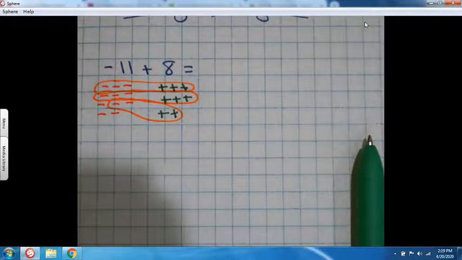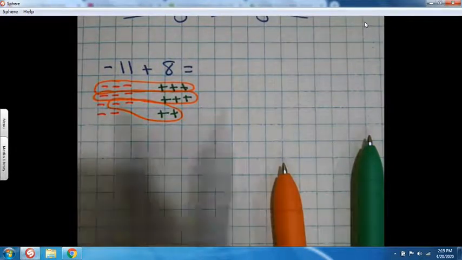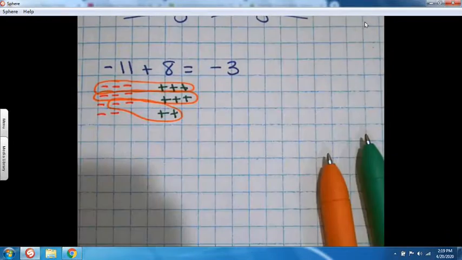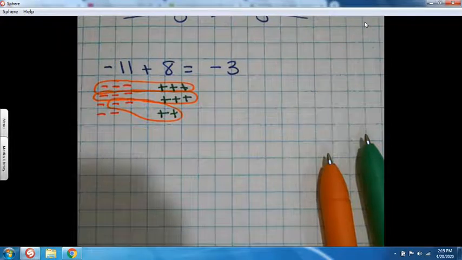What do you have left over? You have 3 negatives. So that's your answer. Negative 3. Was that hard? Not really. You can also do it on a number line.